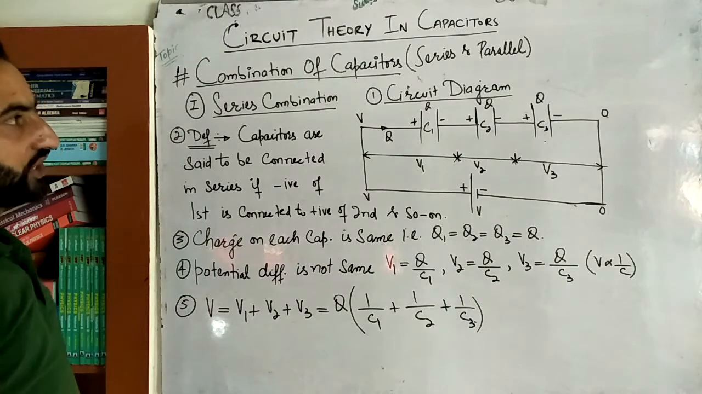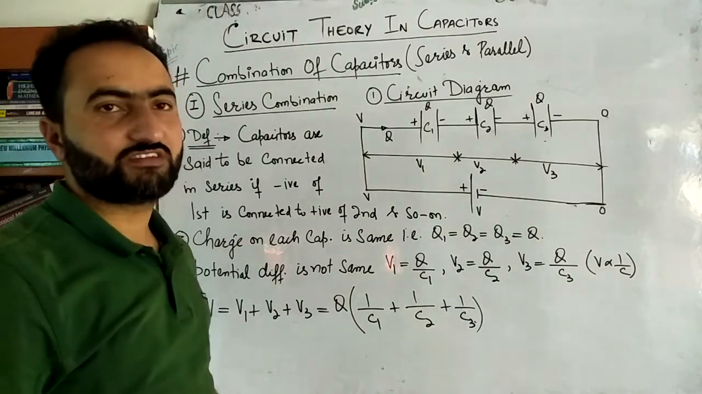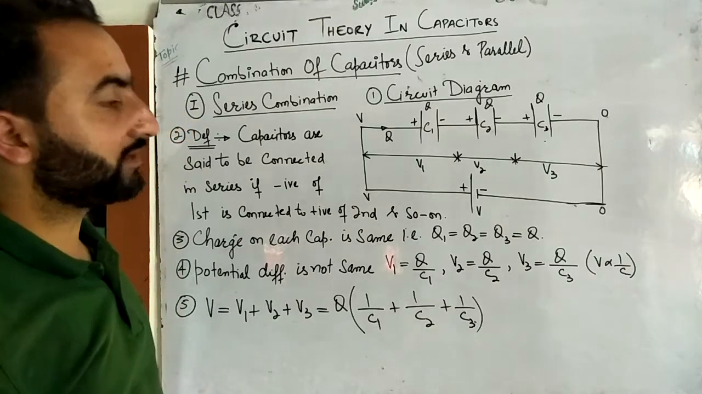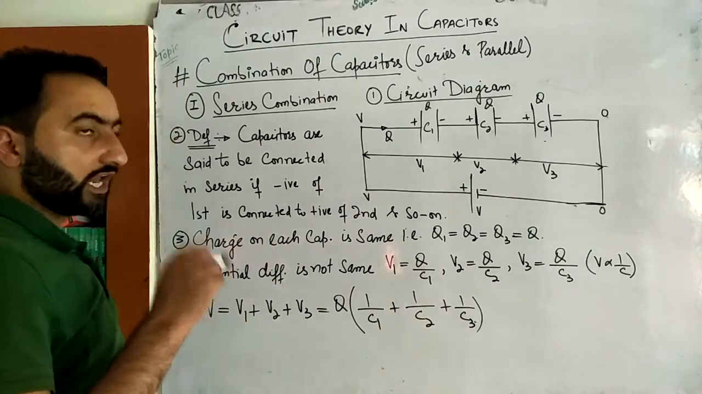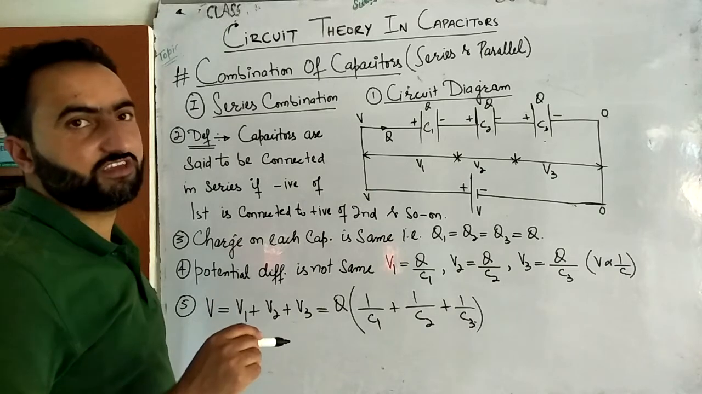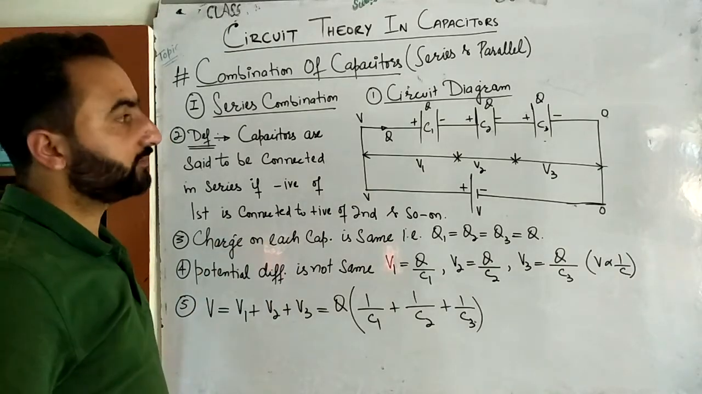Now next is that the potential difference will not be the same. The potential difference will be the same in one special case, and that is if the capacitances of the capacitors are the same. Only in such a situation will the potential difference be the same. Otherwise, in general, the potential difference is not the same. Okay? If you remember series combination of resistances, in that case the current flowing through each resistance is the same. In this case, the charge stored on each capacitor is the same.